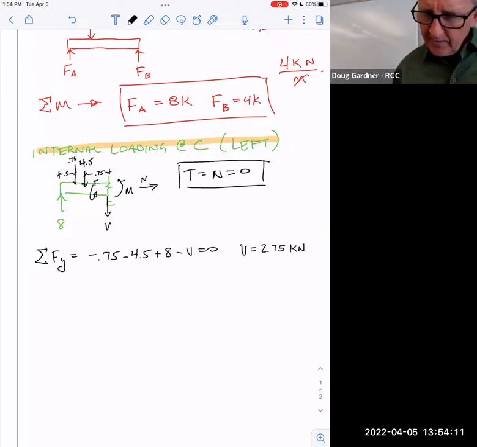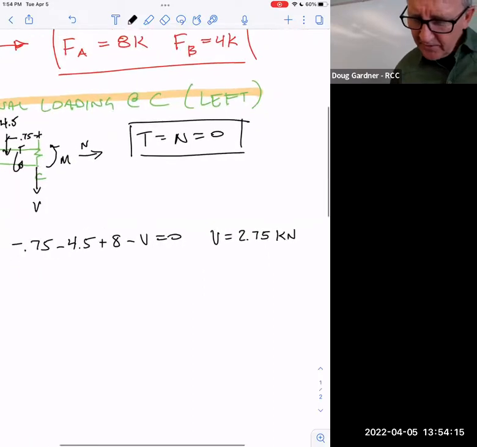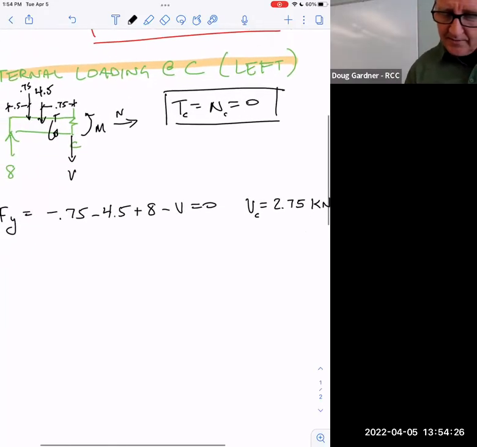And watch this too. This is just a good thing to get used to: instead of just saying V, I could say V of C, because that's the shear at C. It's not just anywhere, it's the shear at C, and this is the torsion at C and the normal at C. That's probably a good idea. If you look in the back of the book, I'd be willing to bet that's what it would say. It's not just going to say V.